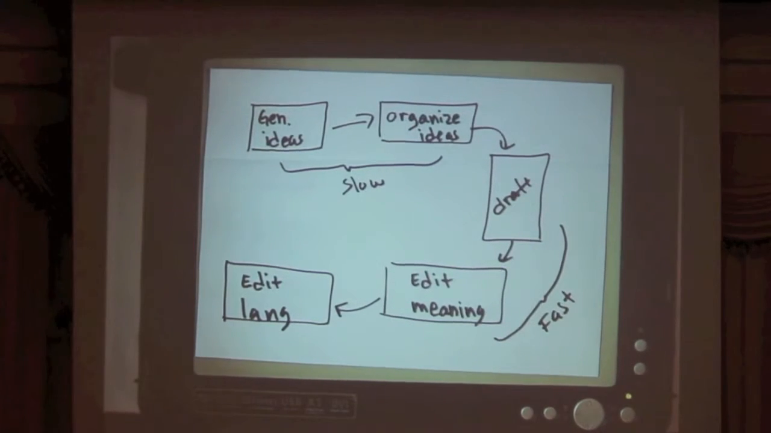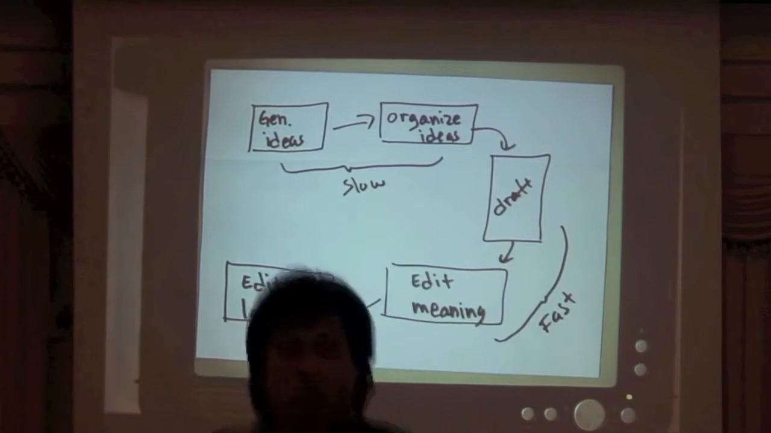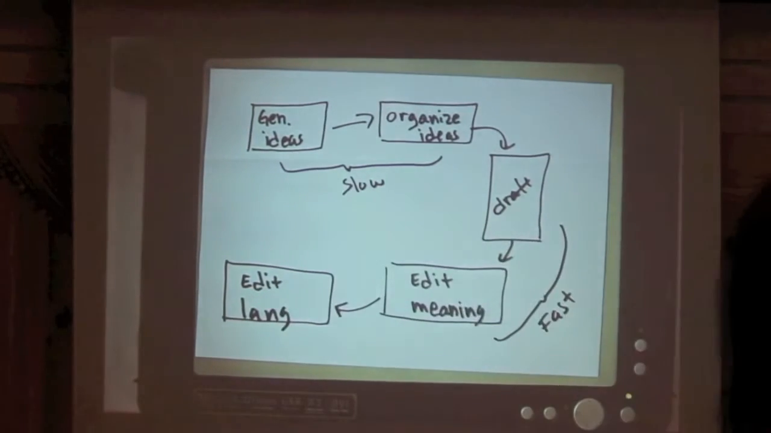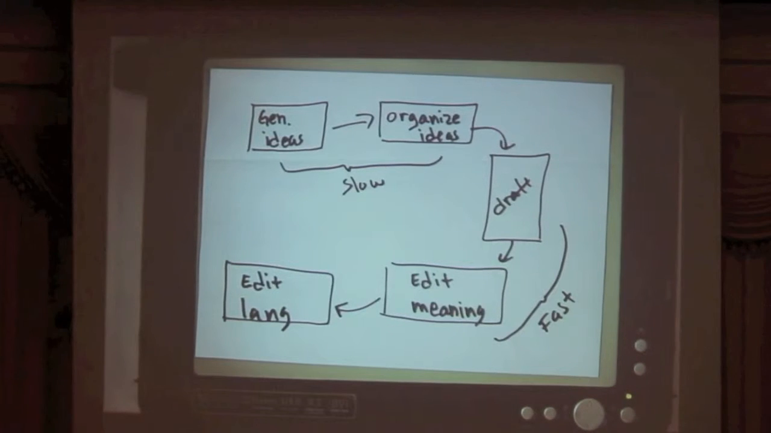All the ideas in paragraph 2 are related. There's no ambiguity. Everything flows smoothly, logically. And then finally, they edit it for language, where they look at punctuation, spelling, grammar, and mechanics.